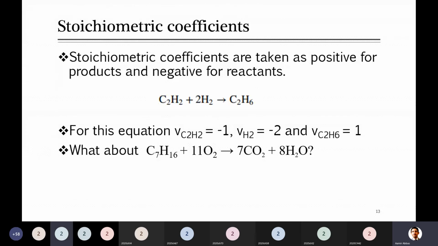So can you tell me the values of the coefficients in the equation given below? Negative. Heptane -1, oxygen -11, carbon dioxide +7, water +8. Good. Okay, right. These will be the values.